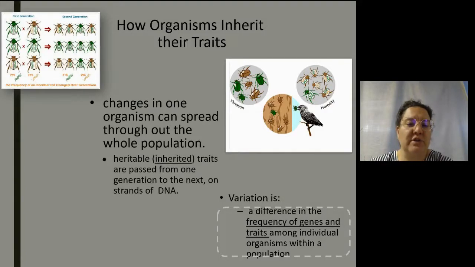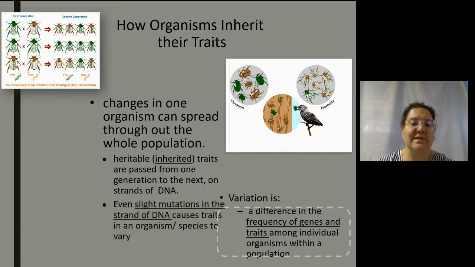So changes in one organism can spread throughout the whole population if this trait is inheritable, so it is a genetic trait. And even slight mutations in the DNA can cause traits to vary. So this is going to be the color of beetles or the length of goose feathers or the color pattern on different fish. And all of this is variation. So it's a slight difference in the genes or traits among individuals within a population. So if we look at, say, all the jackfish in Lesser Slave Lake, there's going to be some slight color variation, and for some of them it's going to be more advantageous in certain years, and other color patterns are going to be advantageous in different years.